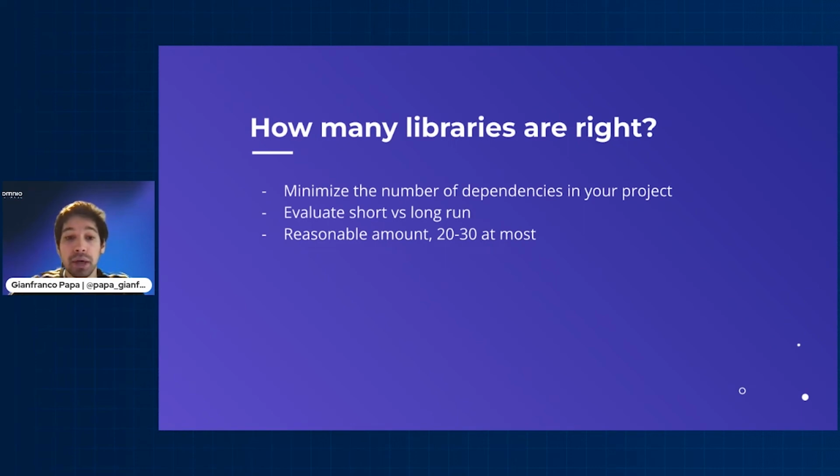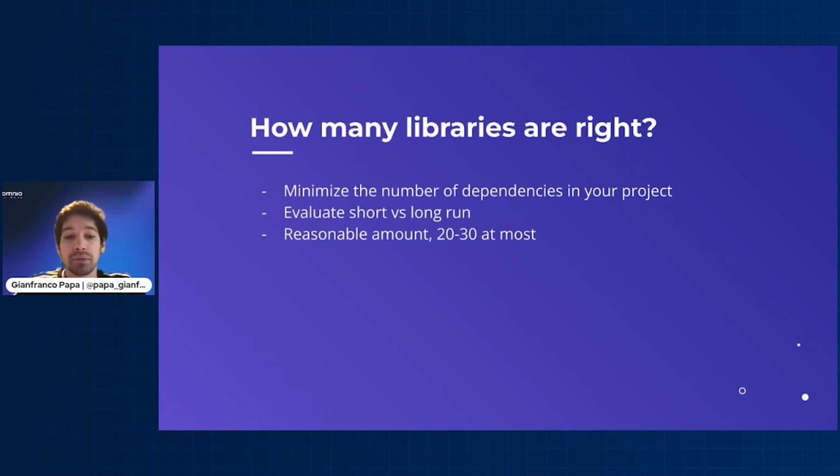So you may wonder now, how many libraries are right, now that we see everything. So I think there is no perfect number. We should minimize the number of dependencies in our project. So what I'm trying to suggest here is a reasonable amount between 20 and 30, because it makes sense to use libraries and take advantage of all the problems that libraries already solve.